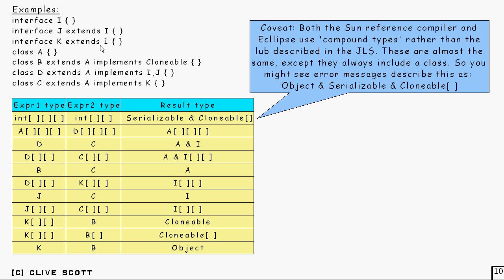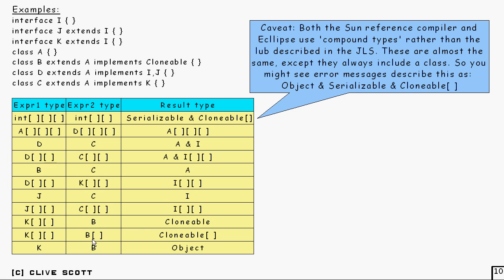What about K array and B? Now B implements Cloneable, and that's an array, and arrays all implement Cloneable and Serializable and Object. So the only thing that's going to be common between those is Cloneable. That's the only thing that's common.